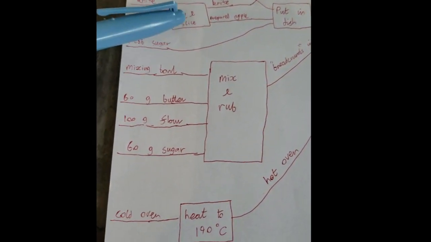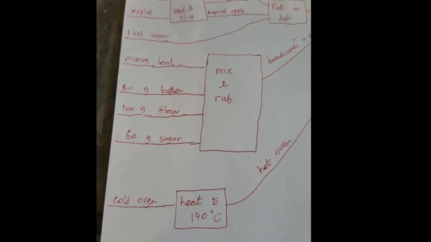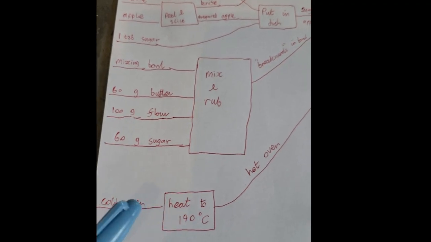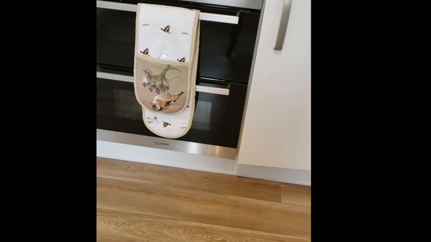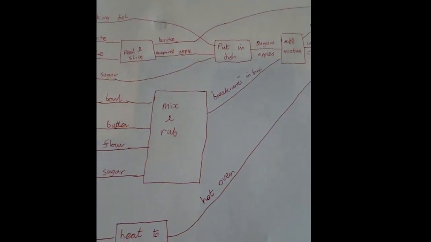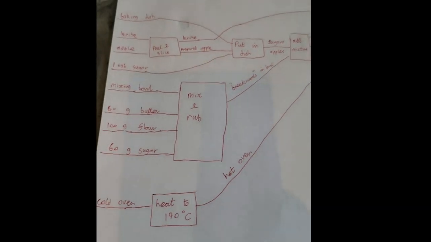And so we've already done this step. We've done our peeling and slicing. So now let's do this stage here. We're going to heat up our oven. So what we need is a cold oven. So there's a cold oven. And now we're going to change it into a hot oven. And to do this, we need to make our oven heat up to 190 degrees.